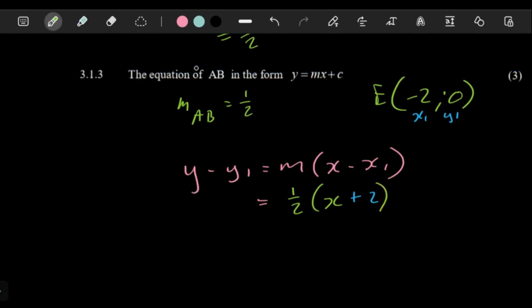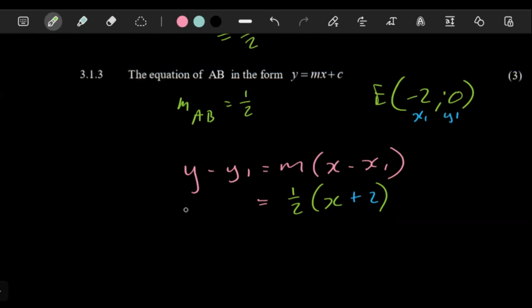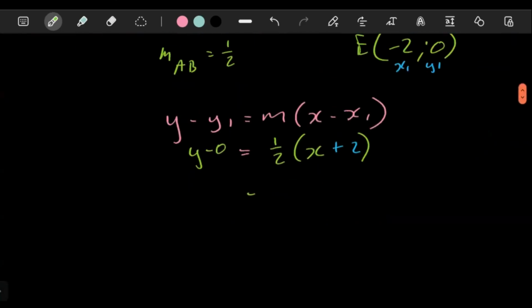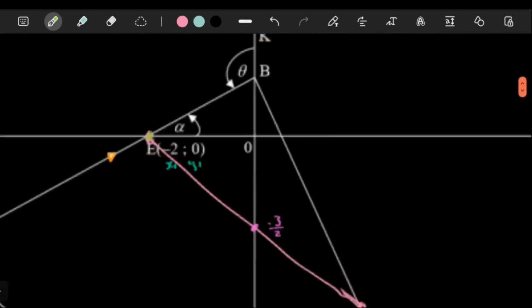And then y minus y1, right? What is that going to give you? It's going to give you y minus 0. And then here you're going to have a half multiplied by x, so it's a half x. A half multiplied by 2 is 1, and this is y. There's your equation.